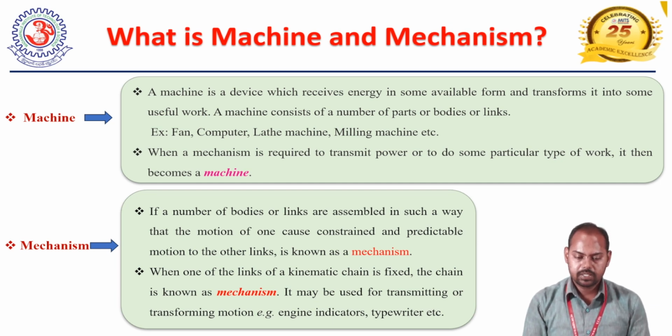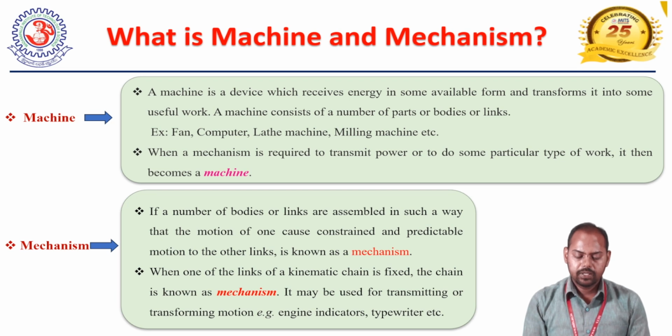A machine consists of a number of parts or bodies or links. What is an example of these machines? Whatever we usually see surrounding us, like fans, computers, lathe machines, milling machines, air conditioning units, all come under the category of machines. These machines operate on the basis of different types of components, and these components work on the basis of different types of mechanisms.